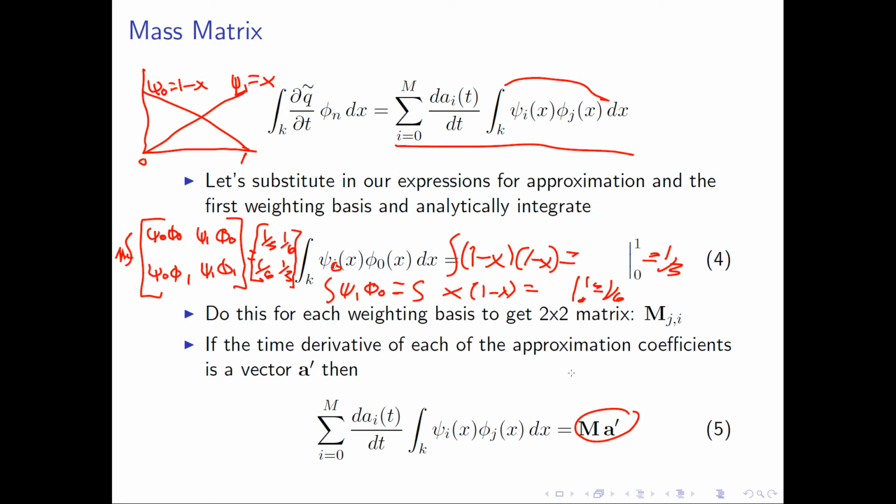So recall this is a 2 by 2 matrix, and this is a 2 by 1 vector, and this is our solution bases direction, and this is our weighting bases. So when we evaluate this, we get out some column vector for each of the weighting bases.